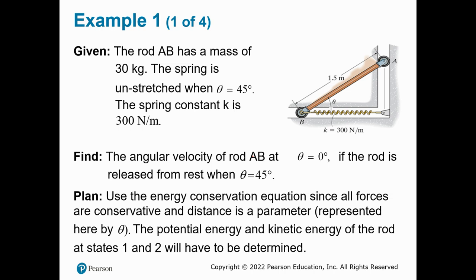This problem says rod AB has a mass of 30 kilograms. At theta equals 45 degrees, the spring is unstretched, and the spring constant k is 300 newtons per meter. We're looking for the angular velocity of rod AB at theta equals 0 degrees, if the rod is released from rest when theta equals 45 degrees.